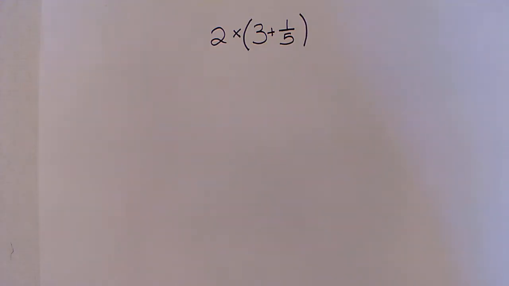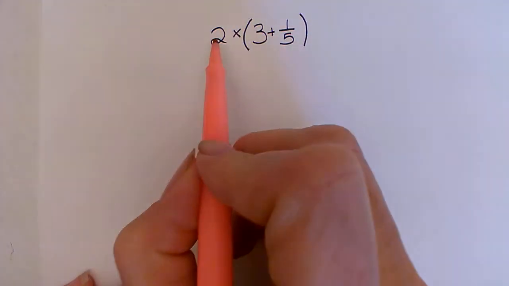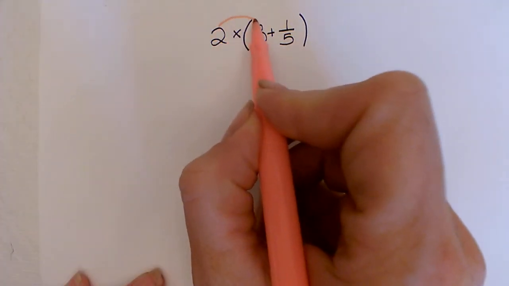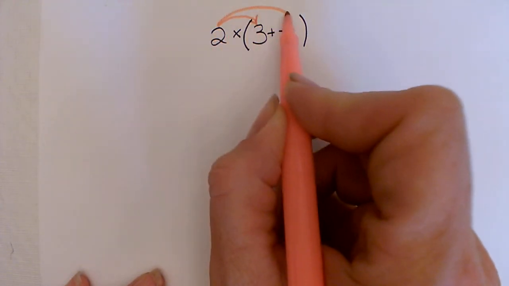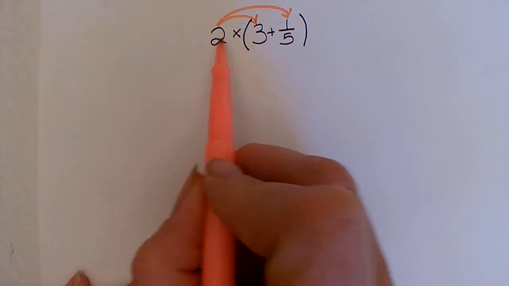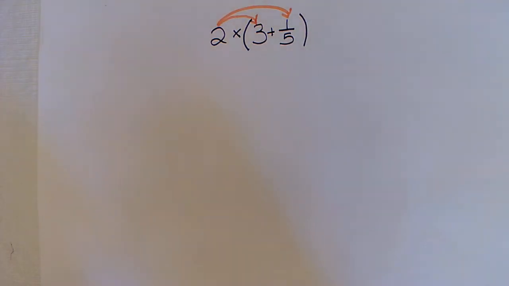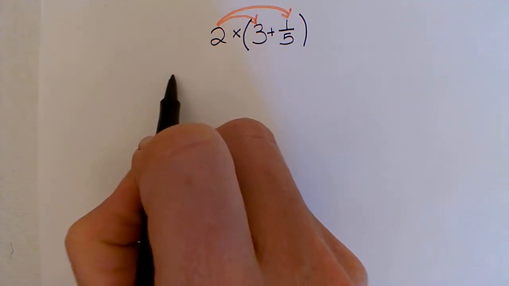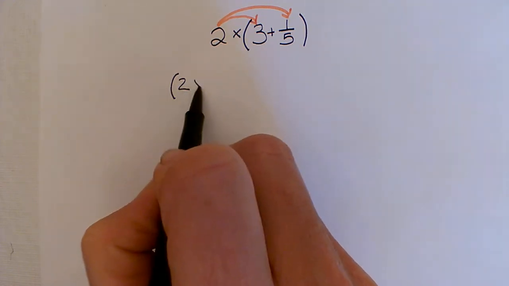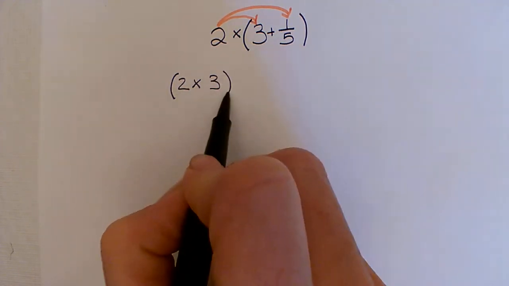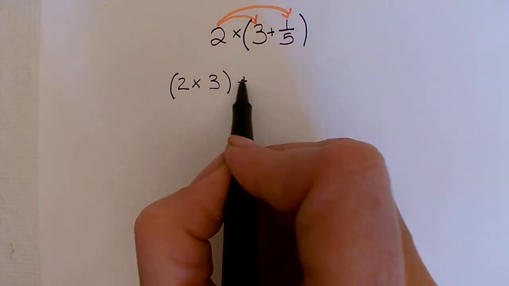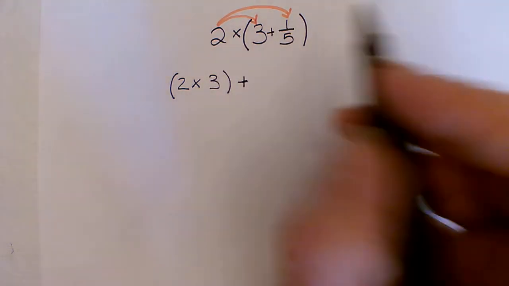Well, in the distributive property, we basically do the same thing. And so what we do is we take this 2 and we're going to distribute it across to the 3 and then over to the 1/5 by multiplying 2 times 3 and then 2 times 1/5. When we do that, we still hold on to our plus. So my new problem is going to look like this. I'm going to take my 2, I'm going to say 2 times 3 plus, that plus goes right here, 2 times 1/5.